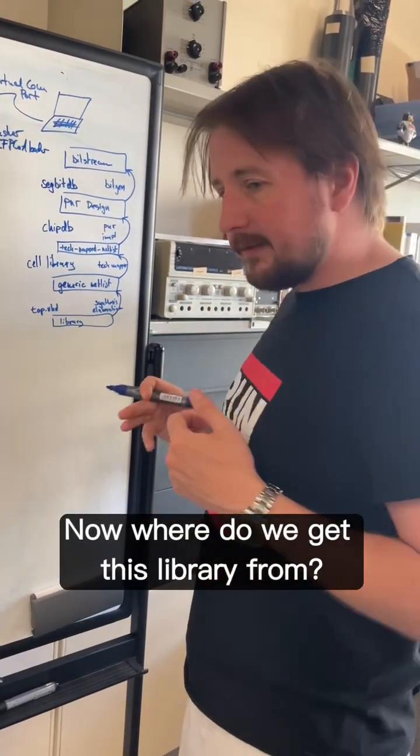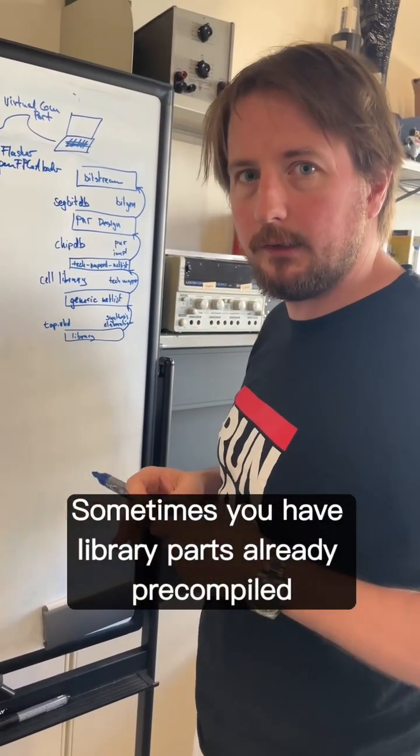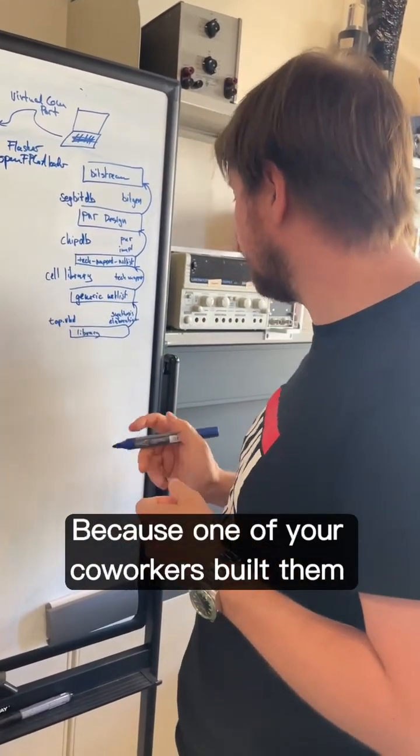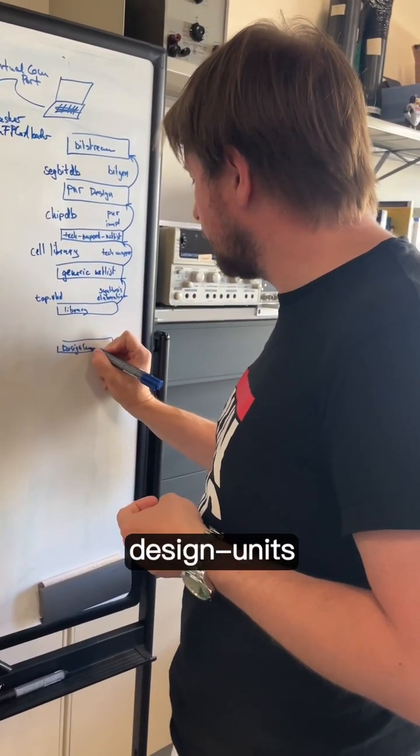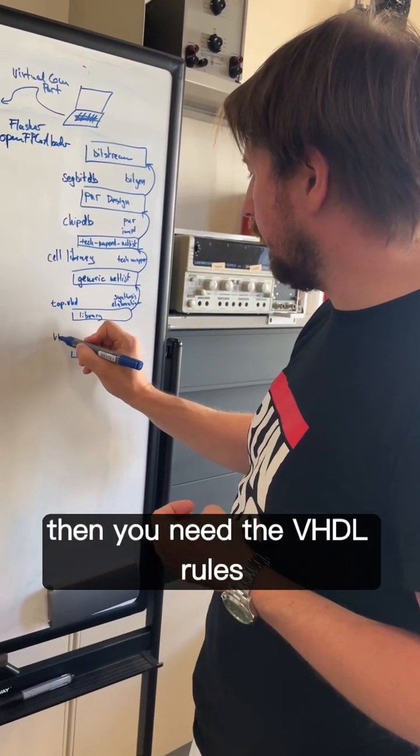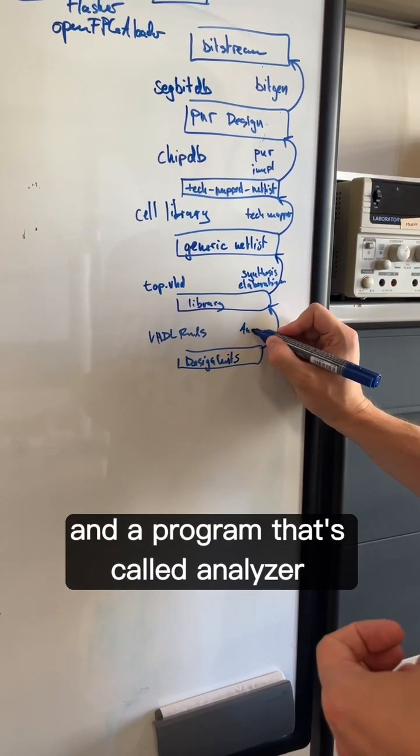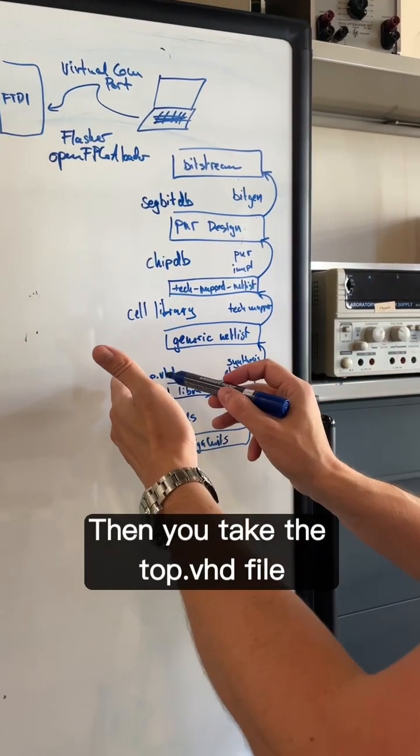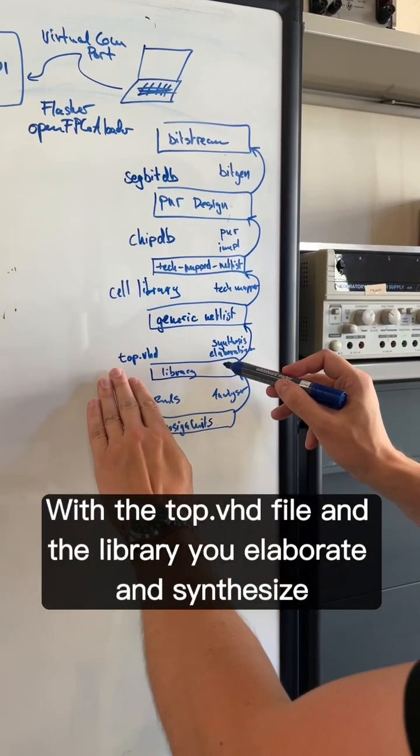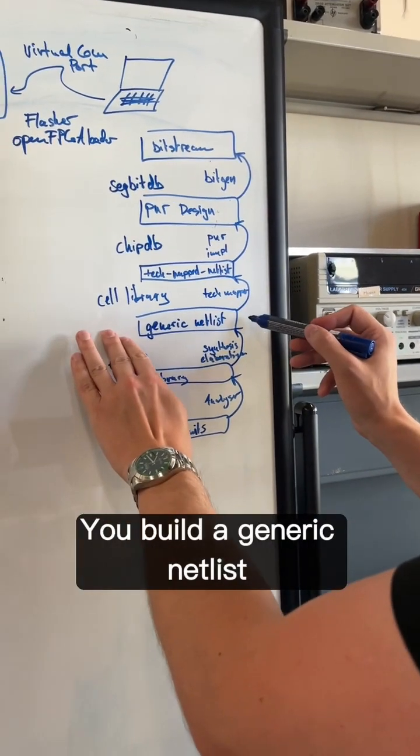Now, where do we get this library from? Sometimes you have library parts already pre-compiled because one of your coworkers built them, or you can also write your own design units. Then you need the VHDL rules and a program that's called Analyzer. The Analyzer will build a library. Then you take the top.vhd file. With the top.vhd file and the library, you elaborate and synthesize. You build the generic netlist.